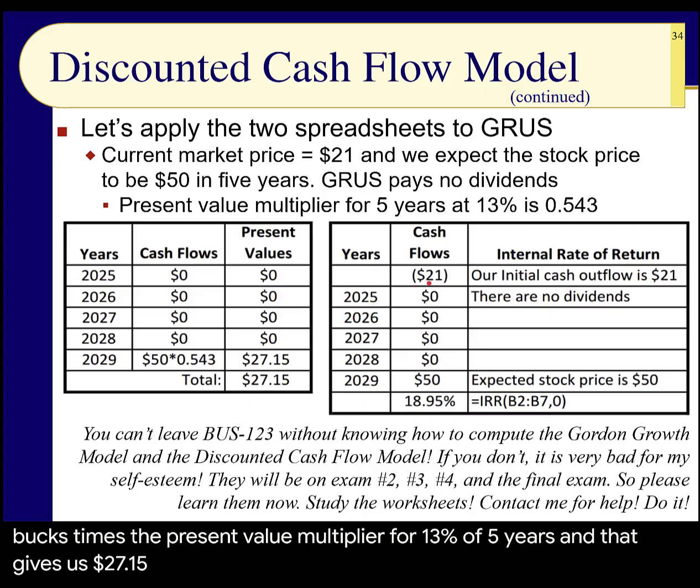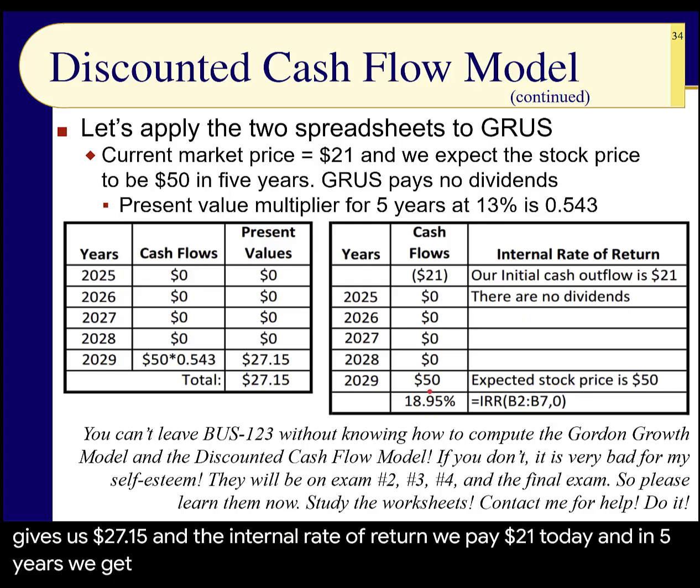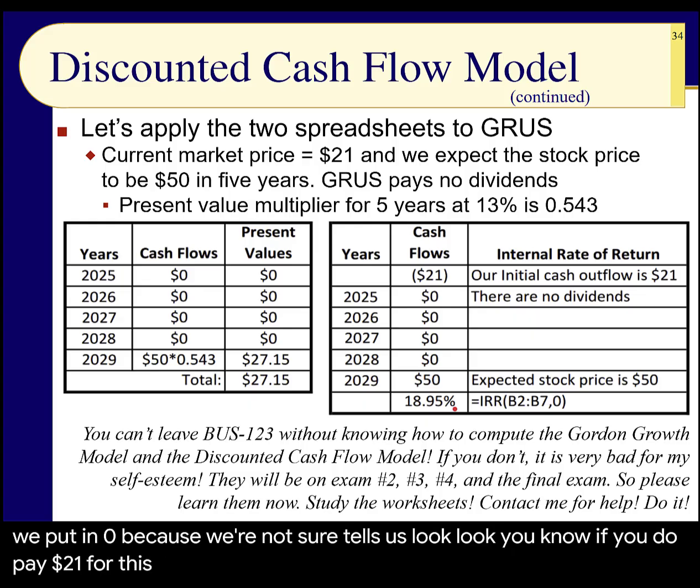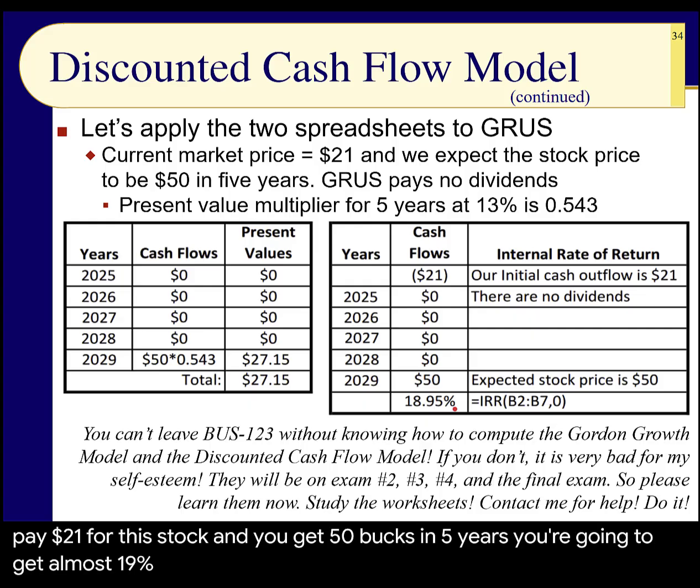And the internal rate of return, we pay $21 today, and in 5 years we get $50, and the internal rate of return is between B2 to B7, and we put in 0 because we weren't sure, tells us, look, if you do pay $21 for this stock and you get $50 in 5 years, you're going to get almost 19%, 18.95% return on your investment. Okay.